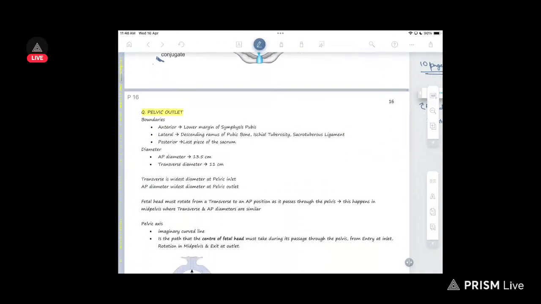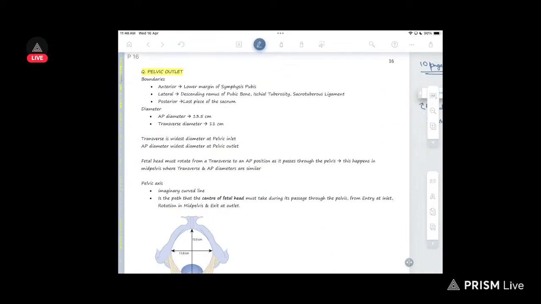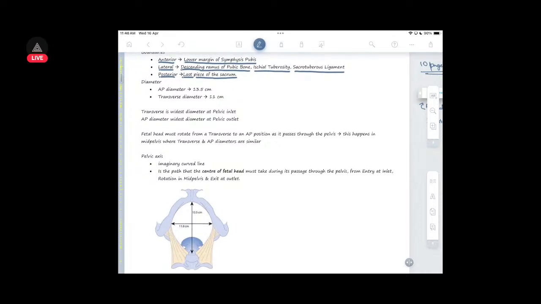Then you have the pelvic inlet. The boundaries of the pelvic inlet: you have anterior, lateral and posterior. Anterior is the lower margin of the pubic symphysis. Lateral is the descending ramus of the pubic bone, ischial tuberosity, sacrotuberous ligament, and posterior is the last piece of the sacrum. For diameters, the AP diameter is 13.5 cm and the transverse diameter is 11 cm.